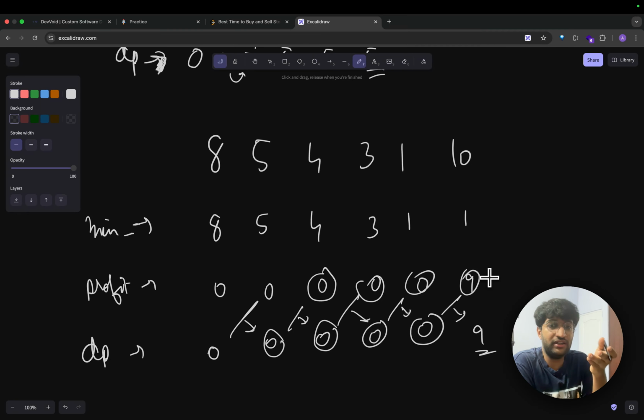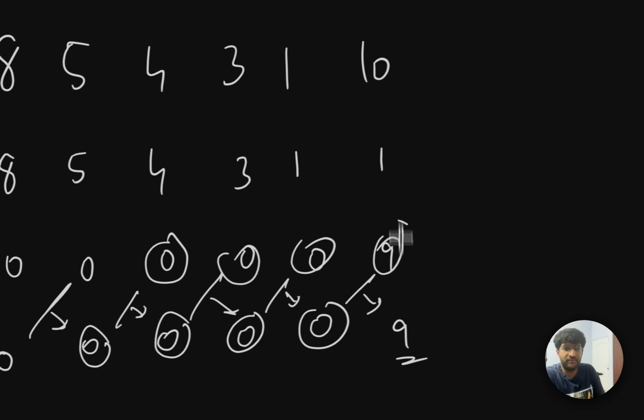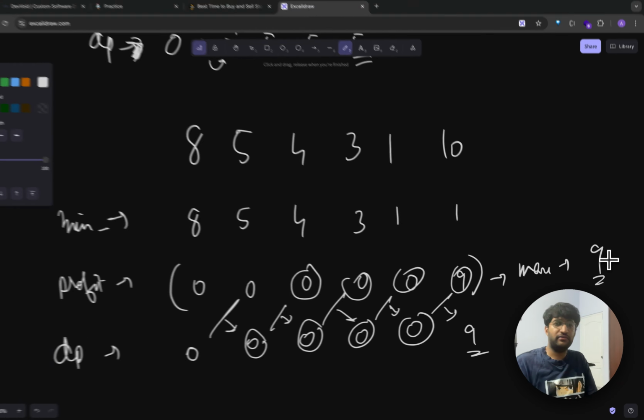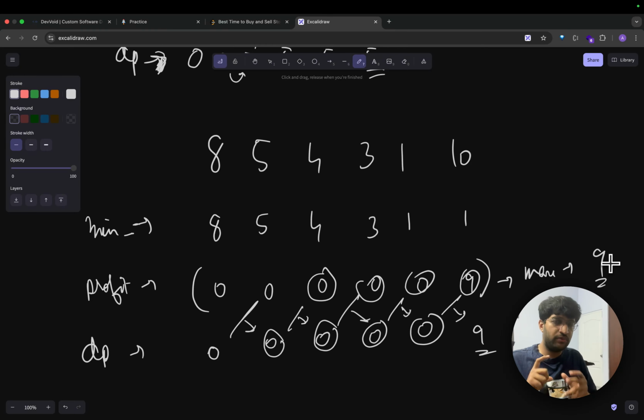If the current day's profit is more than the previous day's maximum profit, then choose that as the maximum profit of this day. Got it? And repeat like that. Or the other solution was, just get this list of profits, and in that, maximize. You get 9. That's it. So there are two approaches I'm discussing here.